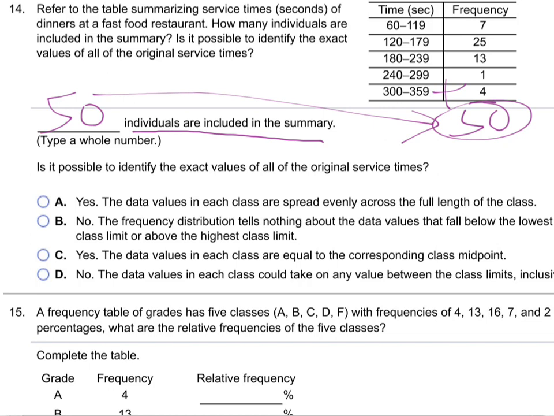Now, coming down here, is it possible to identify the exact value of all the original service times? No, because that's just categories. In other words, all we know is 4 times they were somewhere between 300 seconds and 359 seconds. We don't know exactly how much time. So no. So D? Yeah, it looks like D to me. Exactly. Good?